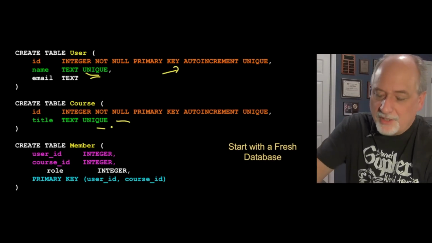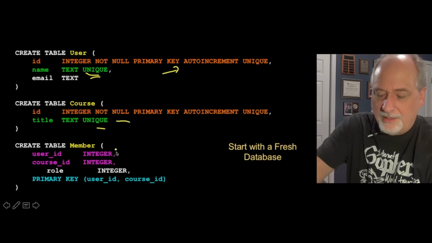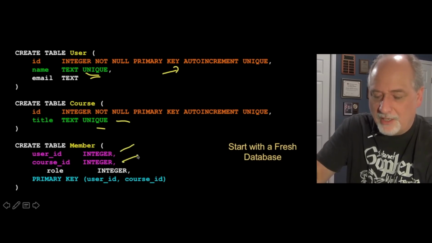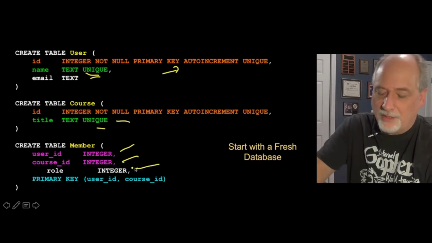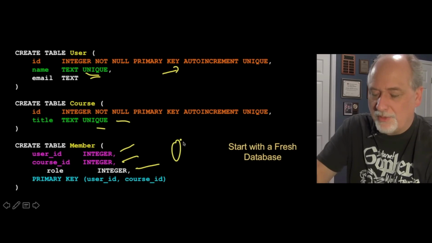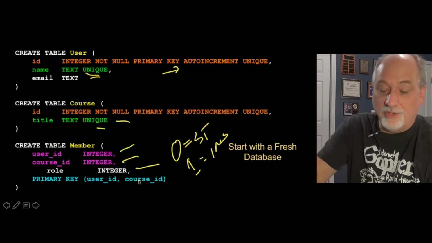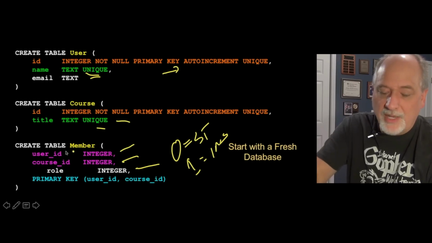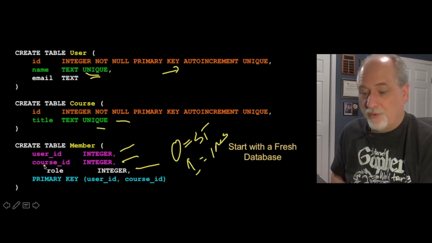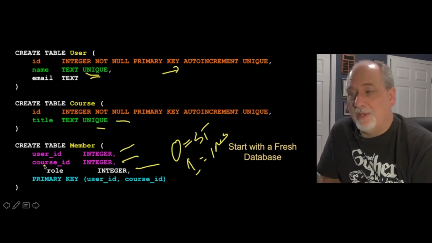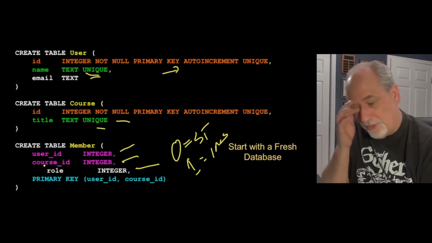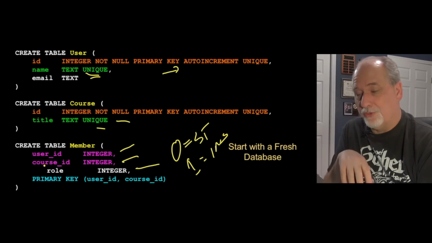Now the connector database here is a table member, and it has 2 foreign keys, user ID and course ID, and you can even model some data here. So I'm going to model role, which is going to be 0 equals student and 1 equals instructor. And then I'm going to indicate that the primary key or uniqueness constraint is the combination of the user ID and a course ID.